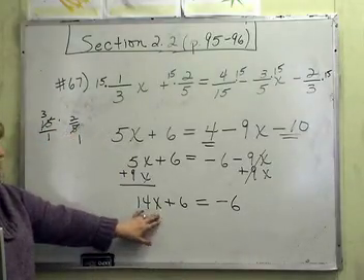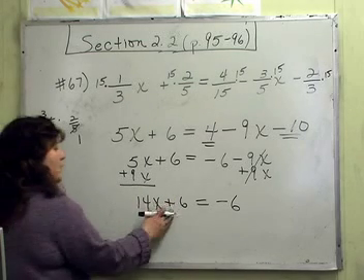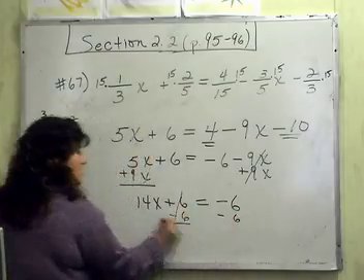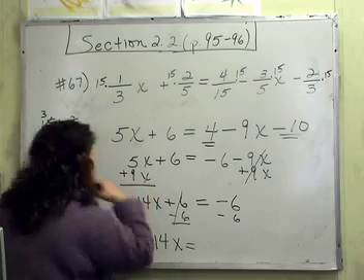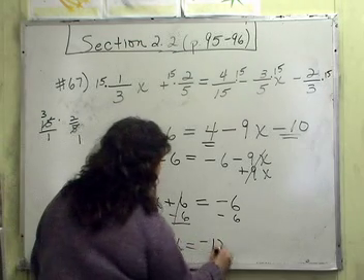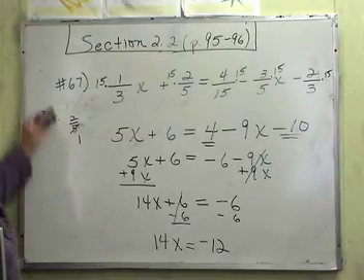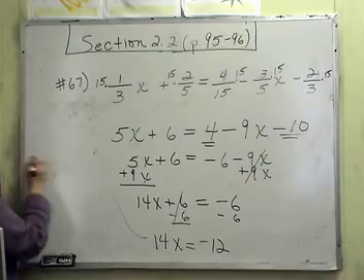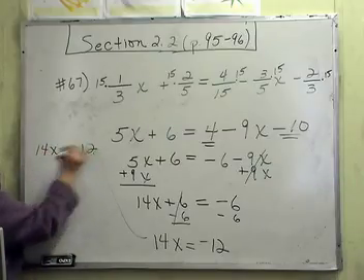Continue solving for x. Plus 6 will be brought over. So opposite of plus 6, I will subtract 6 on both sides. 6 minus 6 is 0, so I'm left with 14x equals negative 6 minus 6 is negative 12. Once again, I ran out of room, so I will take the last step and just rewrite it here so you can see it more clearly.